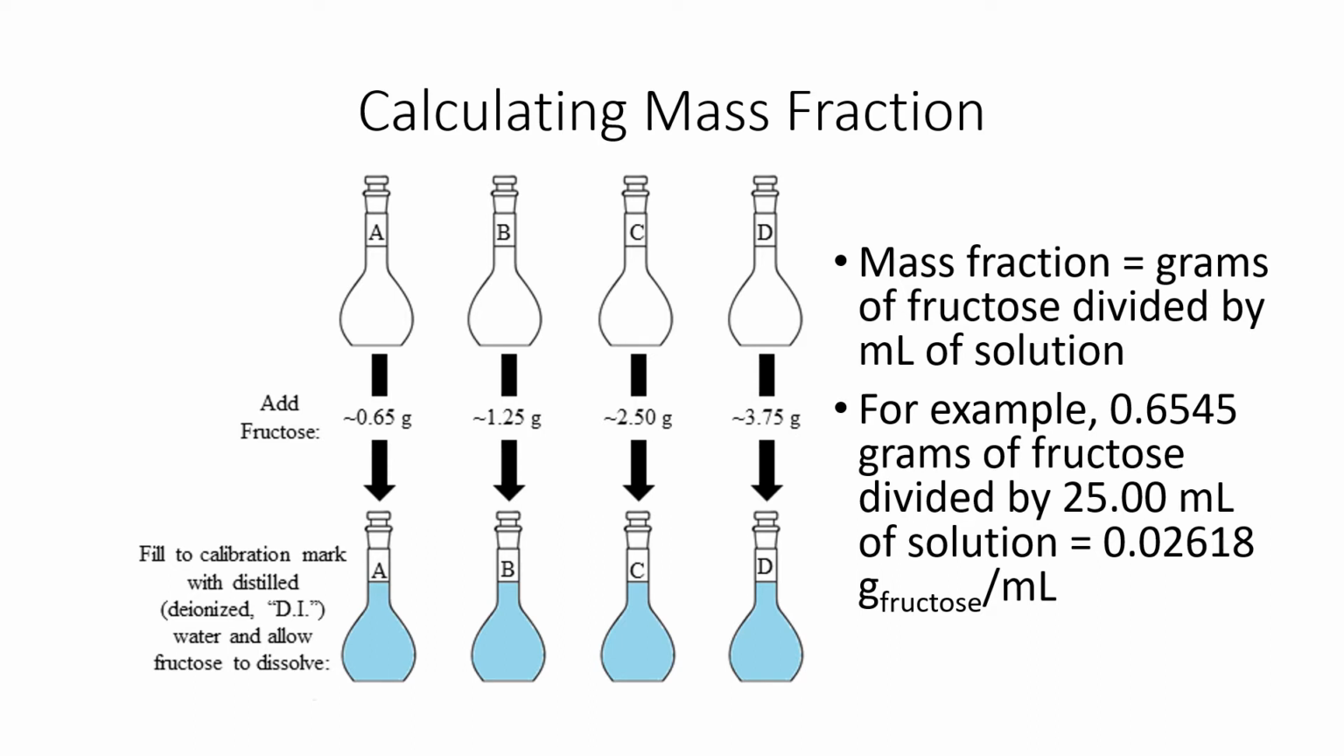To calculate mass fraction, take grams of fructose measured on the scale and divide by the volume of solution you are making. You are using 25 milliliter volumetric flasks to make your solutions, so the volume of each solution is 25.00 milliliters. 0.6545 grams of fructose divided by 25.00 milliliters gives a mass fraction of 0.02618 grams of fructose per milliliter of solution for flask A.